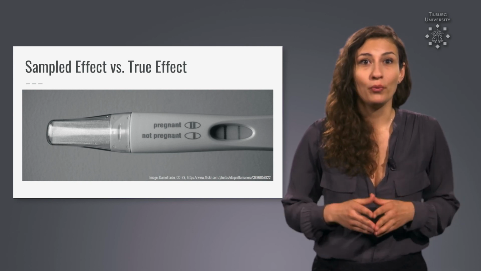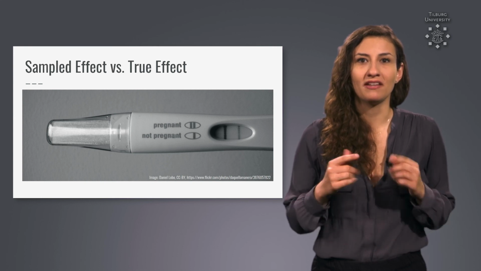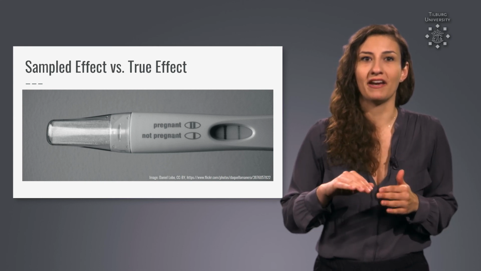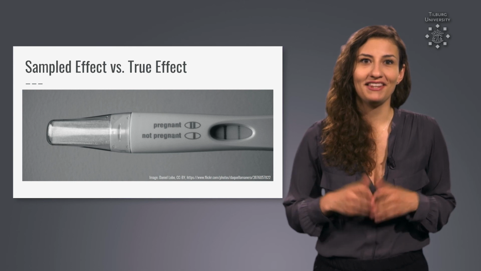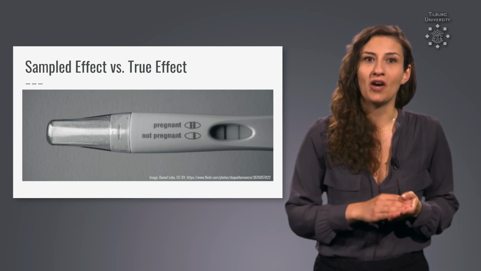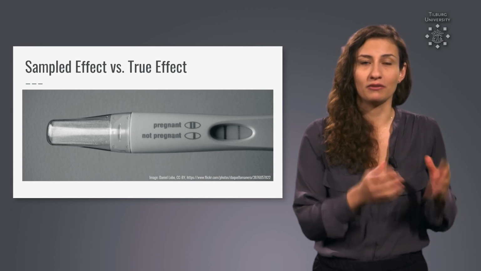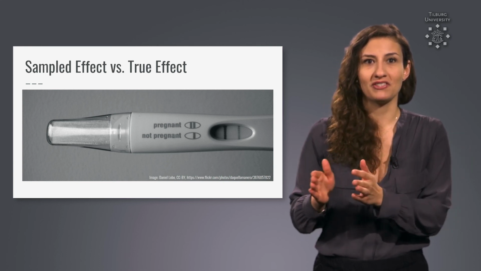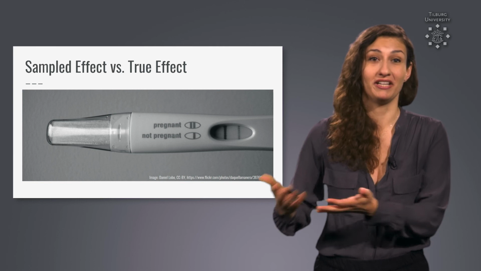By the way, we can also calculate the probability that our experiment misses out on an effect that really exists. In the example of the pregnancy test, this would mean calculating the probability of the test showing the result not pregnant, given that the person taking the test is actually really pregnant.